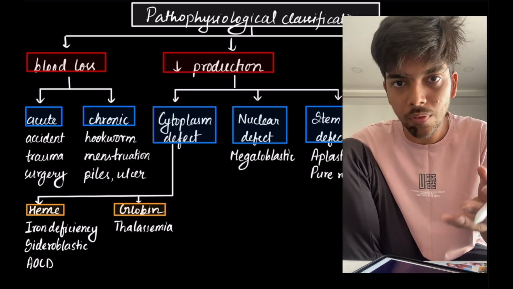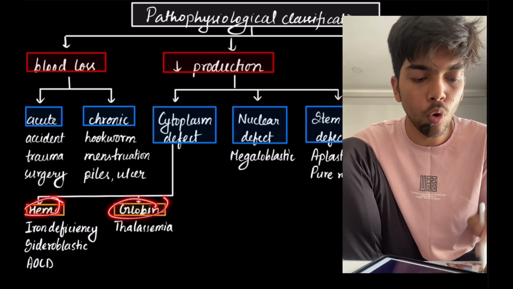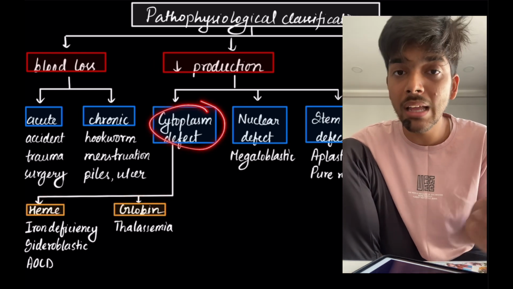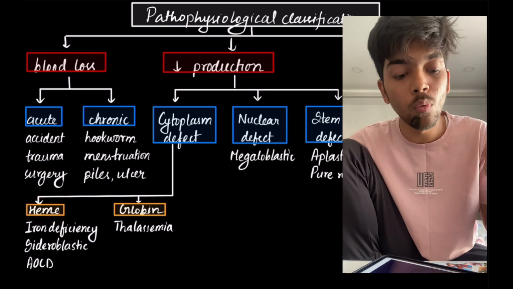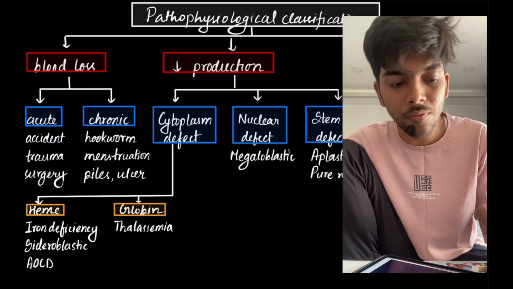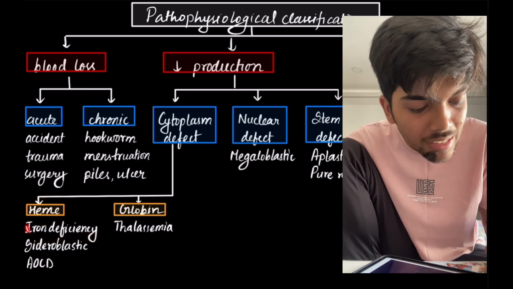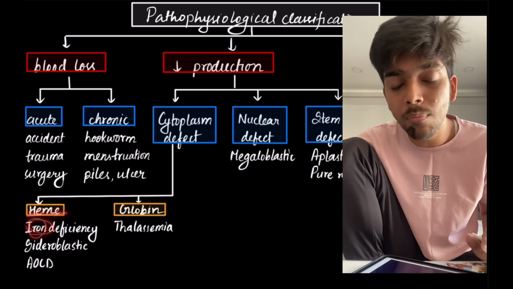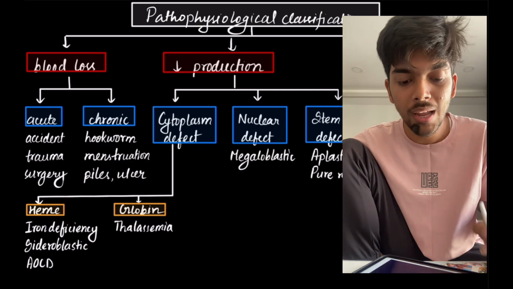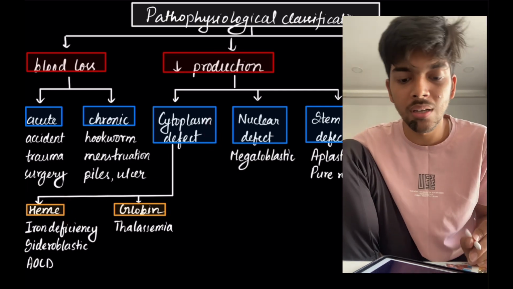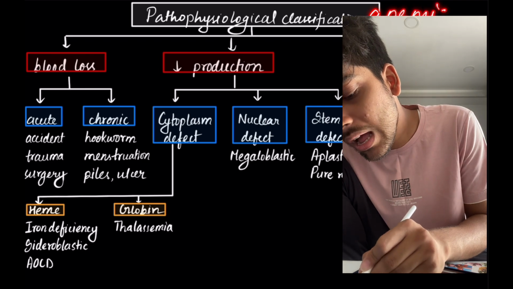The cytoplasm is composed of hemoglobin, and hemoglobin contains two parts, heme and globin. So a cytoplasm defect can occur due to a defect in production of heme, and the anemia in which defective production of heme takes place is iron deficiency anemia. The reason being, iron is required for the formation of heme. So if there is a deficiency of iron, there is a defect in heme production, a defect in cytoplasm production, decreased production, and you have anemia.